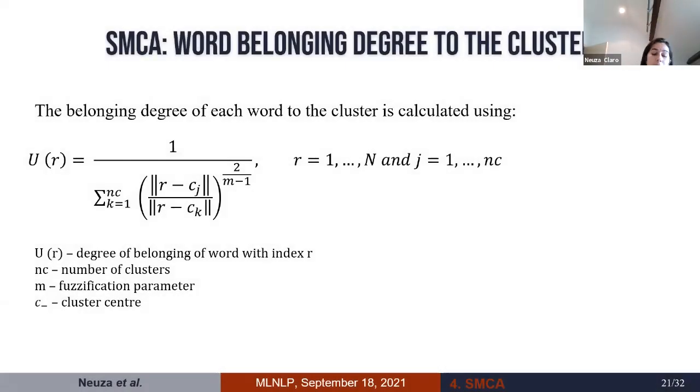Finally, we calculate the belonging degree of each word to the cluster using this equation. The belonging degree is equal to the inverse of this sum, where R is the word and S is the cluster center. This M is the fuzzification parameter that controls how fuzzy the cluster is.